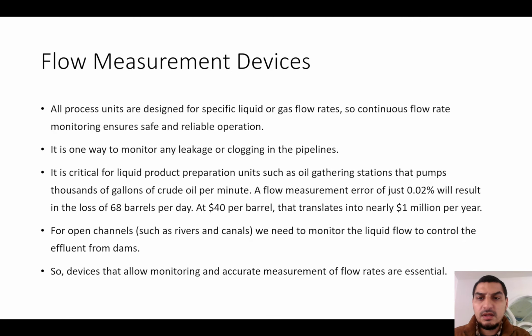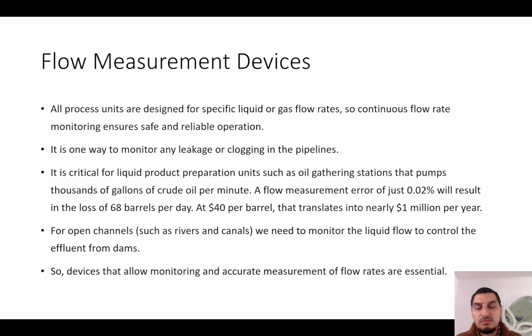Hello, everybody. So now we're going to discuss the flow measurement devices, which is something we need a lot in our applications in fluid mechanics. And this is important because when we design any process, we design it based on a specific flow rate, whether it's gas or liquid flow rate. So it's important to make sure that the process is operating at the design flow rate.